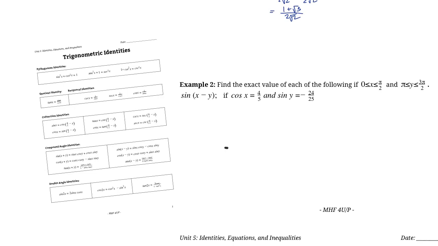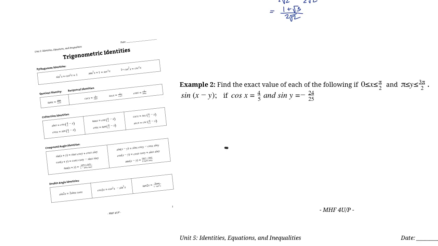So for example 2, we're asked to find sine x minus y if cos x equals 4/5 and sine y equals negative 24/25. So we're given the exact values for cos x and sine y, and we have to figure out what sine x minus y would be. Now, there's an obvious way to do this, which is to find out what the angles x and y are, and then work backward from there. But using this identity, we actually don't even need to know what the angles x and y are.